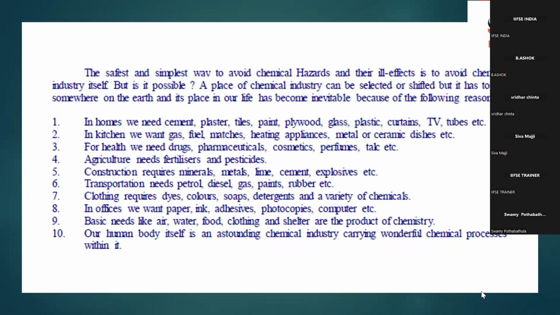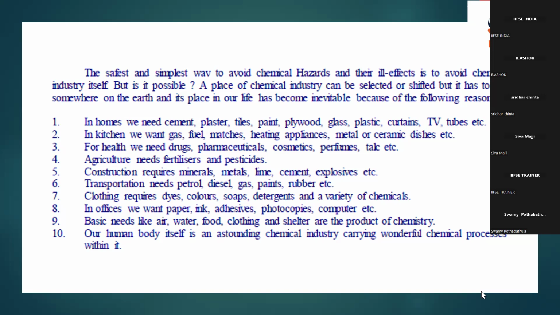Then construction requires minerals and metals, lime, cement, and explosives, etc. In transportation, as we know, petrol, diesel, gas, and paints and rubbers are also a form of chemical. Clothing requires dyes and colors, soaps and detergents, as I mentioned already. And offices need paper, ink, adhesives, photocopies or carbon, and computers. In all these, some sort of chemical components will be there as a base structure.